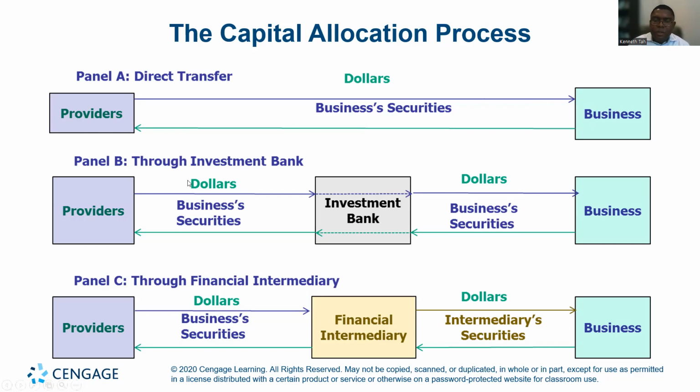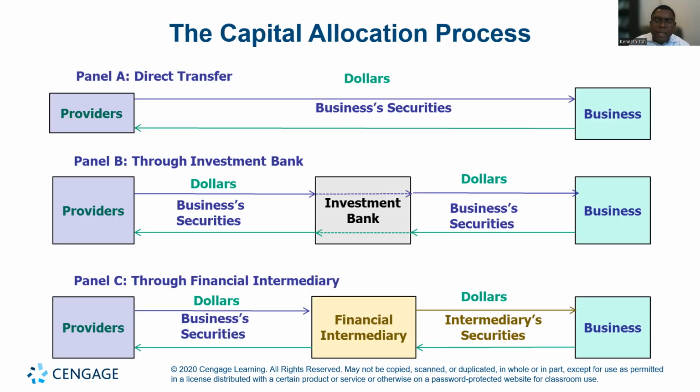Capital allocation can also take place through an investment bank. So we have a business that is in need of money. They get money from the provider of funds, where the provider of funds puts this money with an investment bank and obtains a business security from the investment bank. The investment bank in turn gives the money to the business, and the business issues a business security to the investment bank. So the business is getting money from the provider of funds through an investment bank.